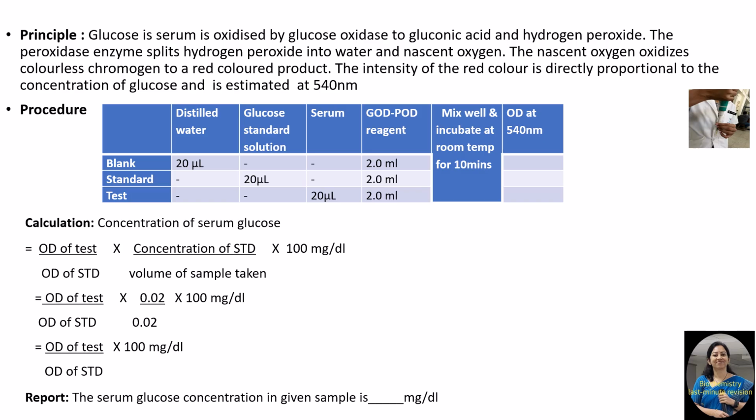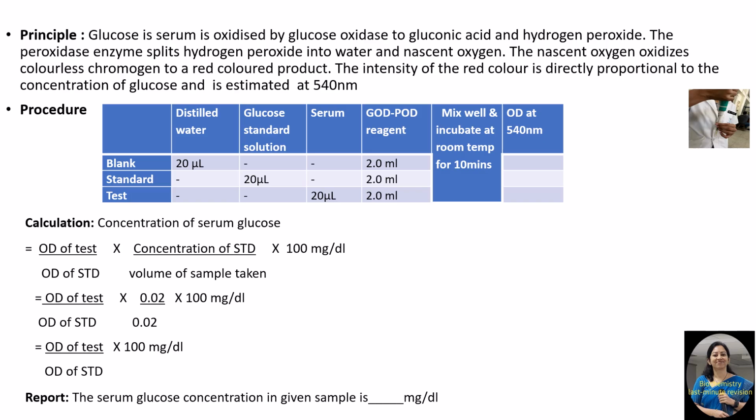Okay, to all the 3 test tubes, you are adding 2 ml of GOD-POD reagent, glucose oxidase peroxidase reagent. You allow all the 3 test tubes to stand at room temperature for a period of 10 minutes. This 10 minutes is needed for the reaction to go to completion, where glucose will be oxidized by glucose oxidase to gluconic acid and hydrogen peroxide, and the peroxidase enzyme present in the reagent will split this hydrogen peroxide to water and nascent oxygen, and this nascent oxygen oxidizes colorless chromogen to red colored product. Then after 10 minutes, once the reaction goes to completion, you are taking the reading at 540 nanometer.